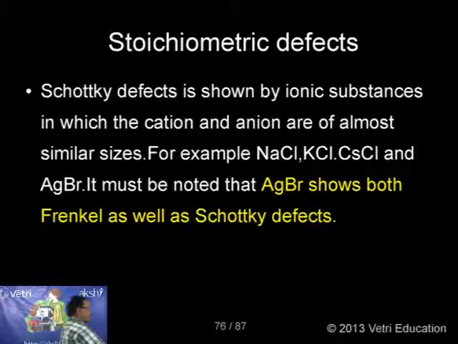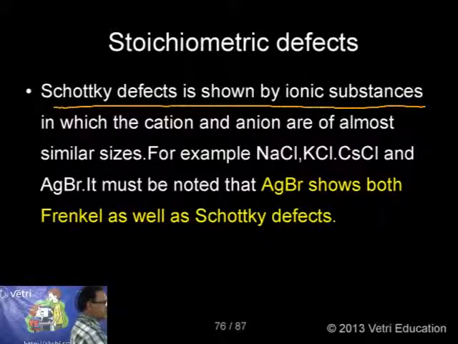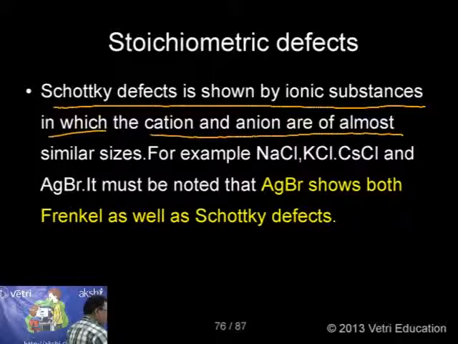So, Schottky defects are shown by ionic substances. Just now we have shown that both Frenkel and Schottky defects are shown by ionic substances. Now the question is, in which case will a Schottky defect be there? The Schottky defect is shown by ionic substances in which the cation and anion are of almost similar sizes. Kindly follow, this is the interesting information.